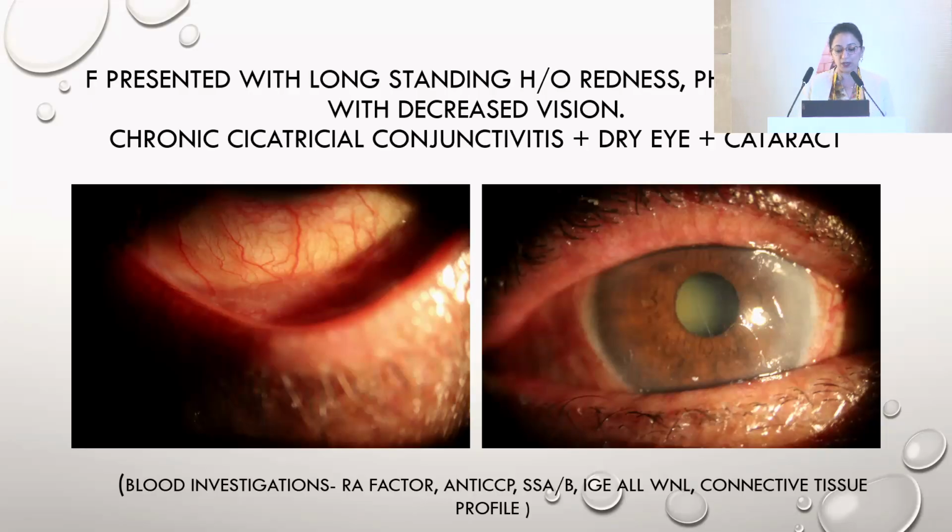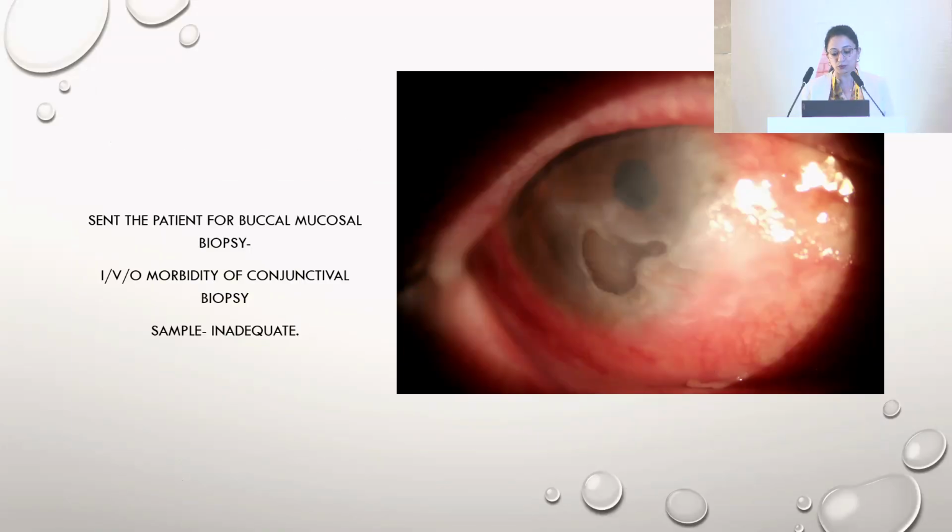So this was a female who had very long-standing redness, photophobia, decreased vision, chronic cicatricial conjunctivitis plus dry eye plus cataract, poor vision, very unstable. For 2 years, she has been lingering on with redness, unable to open the eye. I could barely take a picture, very photophobic patient. Blood investigations, we ruled out arthritis, Sjogren, IgE, all the connective tissue profile was done. I did not have much to do here.